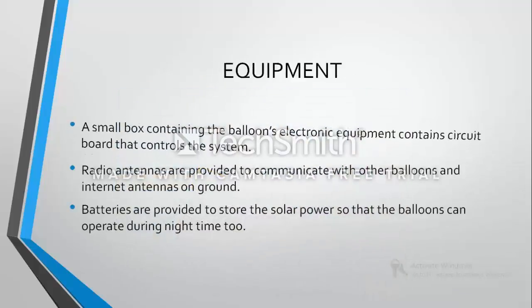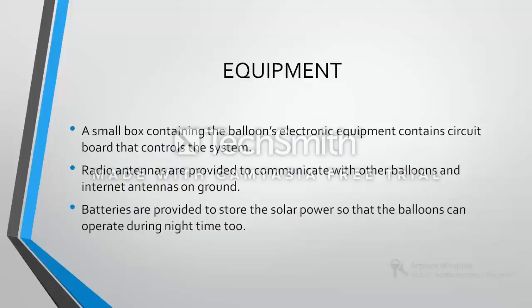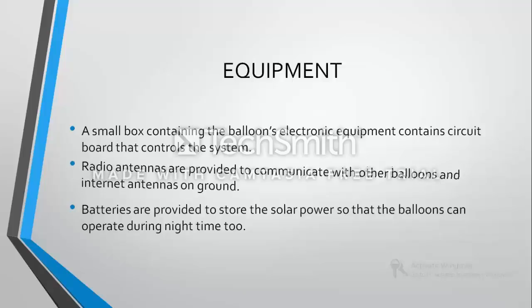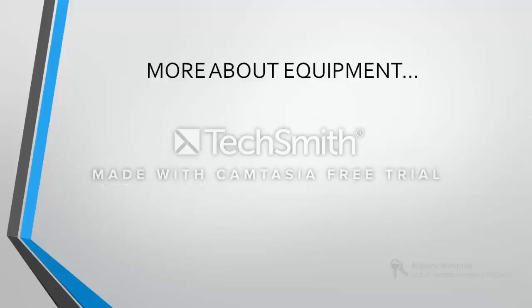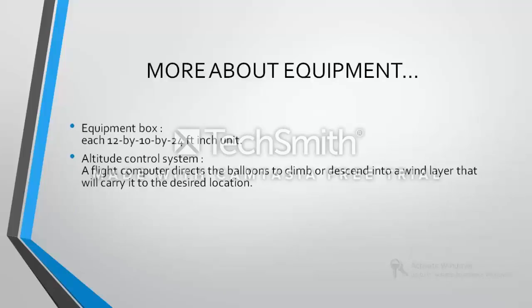And the third part is the equipment. A small box containing the balloon's electronic equipment, with a circuit board that controls the system. The radio antennas are provided, as I said earlier, to communicate with other balloons and also with internet antennas on the ground. And batteries are also provided to store the solar power so the balloons can operate during the night too. So the balloon will be running for 24 hours so the user can access the internet all over the day. The equipment size is mentioned as 12 by 10 by 24 inches, and it is usually fixed below the antennas.